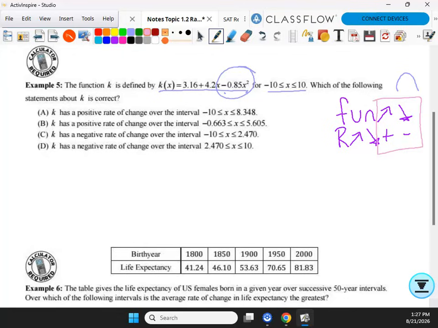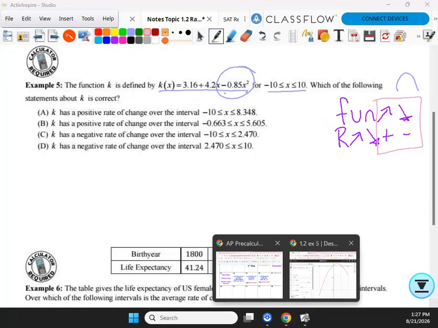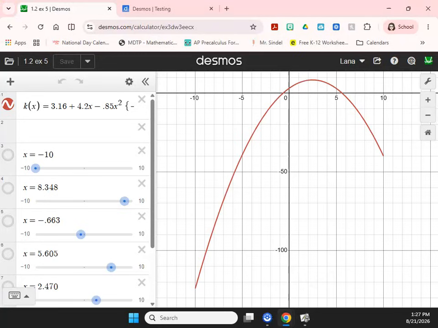Sorry, I need to actually look at the equations so I'm not flipping back and forth. All right, so I have typed it in. One thing I want you to notice is that I didn't just type in starting with the 3.16. This is called K of X. I named it K of X. That's an important thing for you to do in Desmos. Whatever it says on the paper is what we put in there.